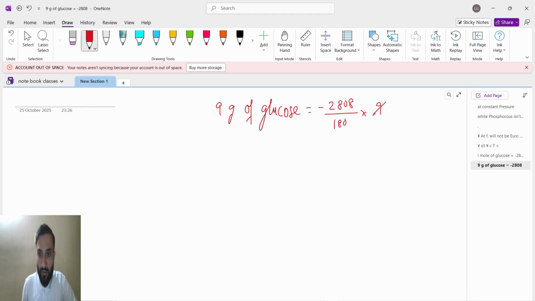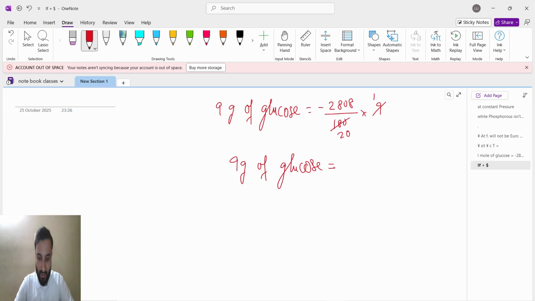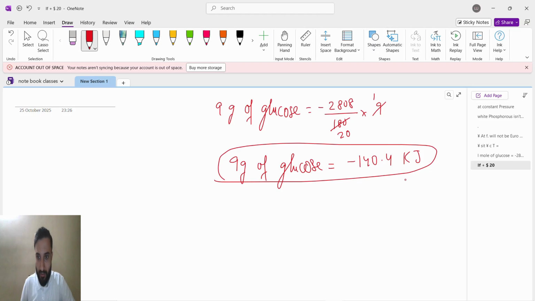Correct? So 9 ones are 9, 9 twos are 18, 20. When you divide, you will get the answer for 9 gram of glucose: minus 140.4 kilojoule. This is the correct answer, right?